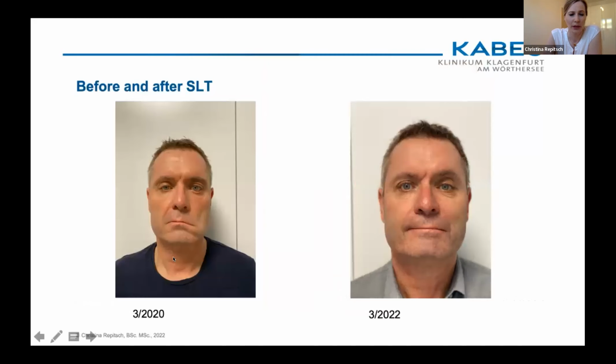So here you can see the picture of 2020, and here a picture of 2 years later in 2022. Here you can see that the patient is more symmetric, and he has facial movement.